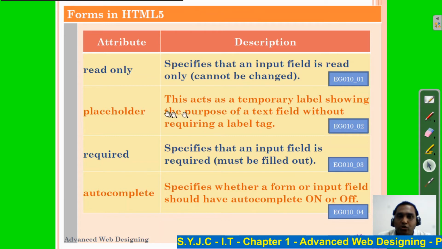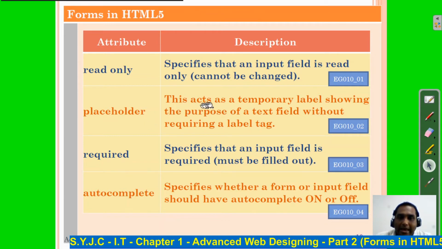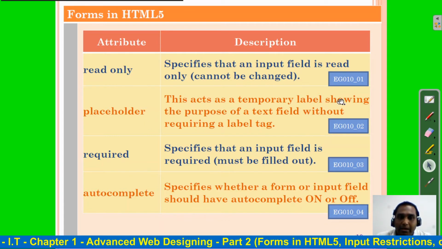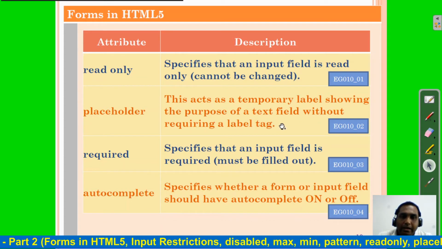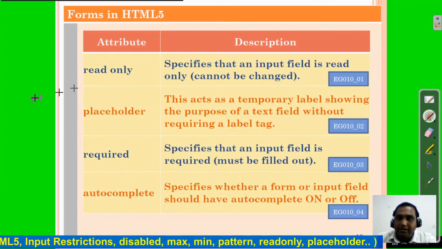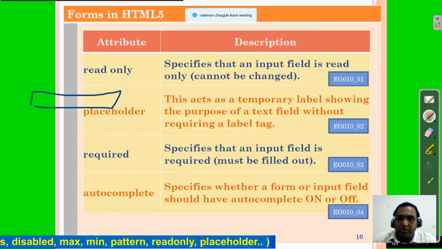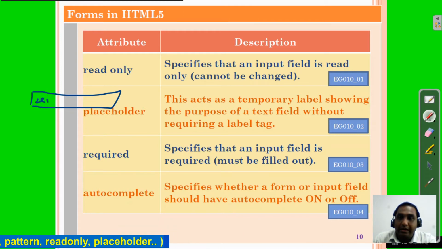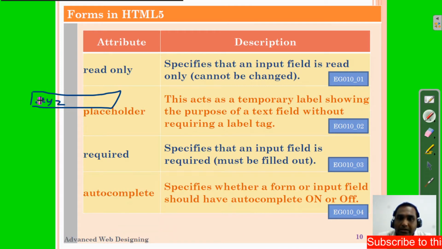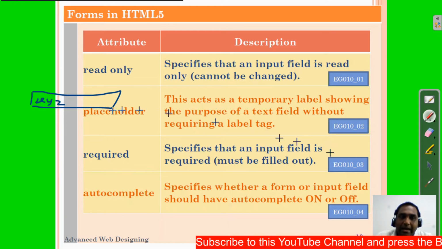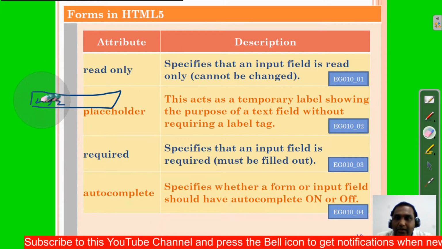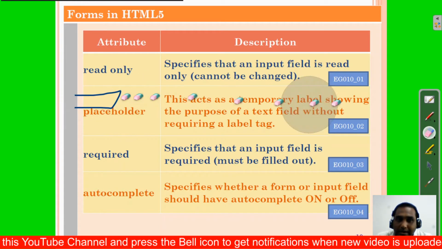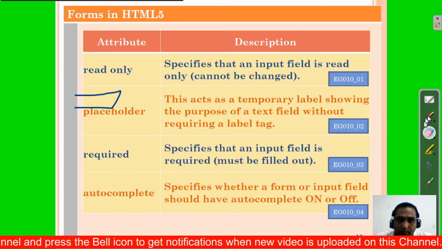Okay, next, placeholder. Placeholder acts as a temporary label showing the purpose of a text field without requiring a label tag. That means you will see a text box and some text written into it, something like XYZ PQ, and as soon as I click onto the text box, that written part will go.